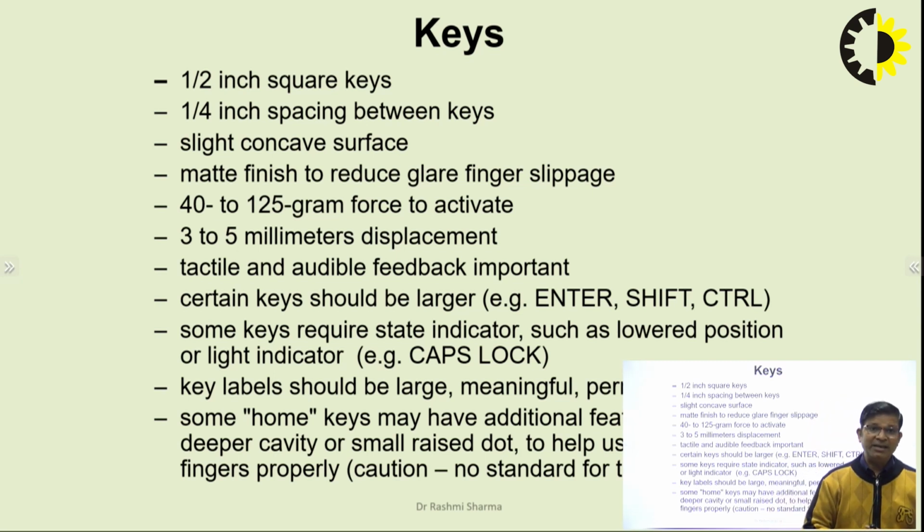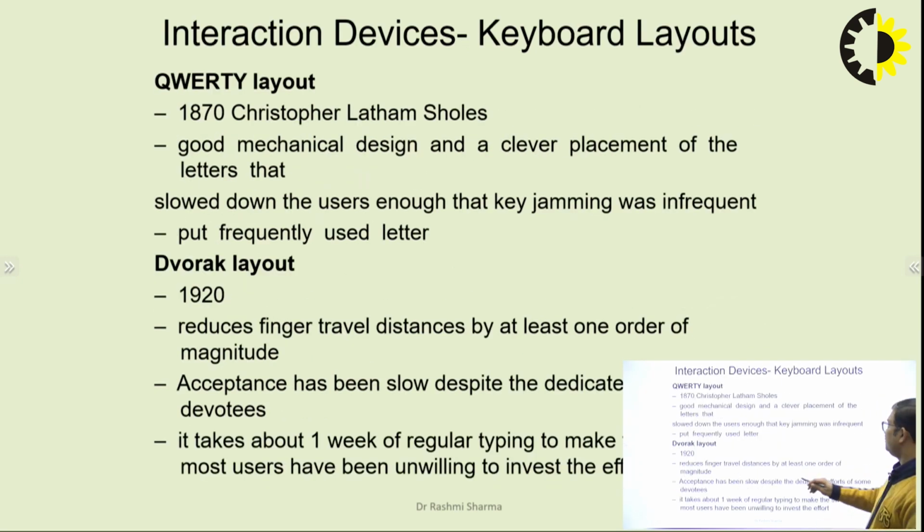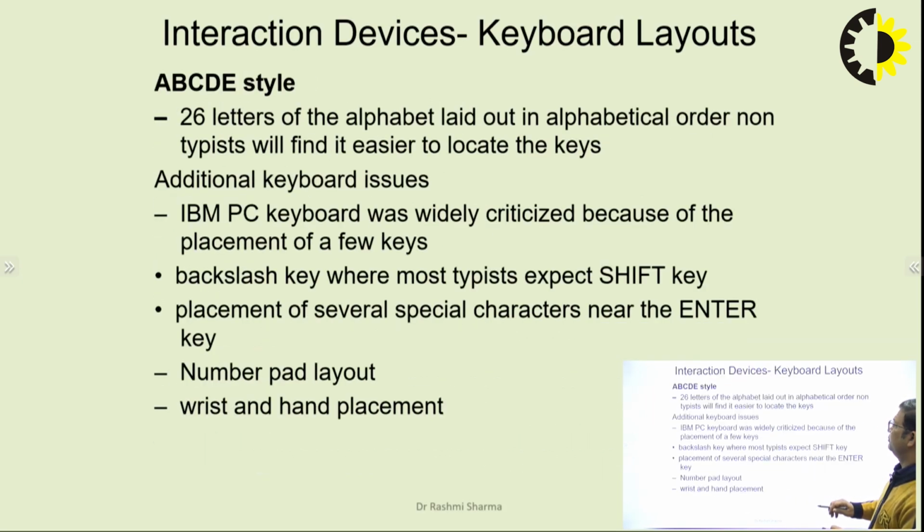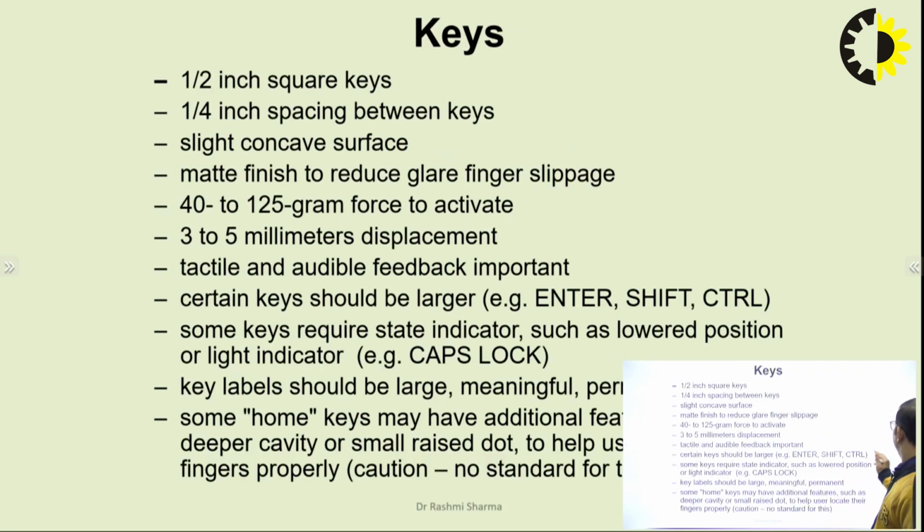Some keys require a state indicator, such as a lowered position or a light indicator. For example, caps lock: you must know whether caps lock is on or off. If there is a light, then the caps lock key is on; otherwise it is off. You can see it in every keyboard: there is a light behind the caps lock key. The key label should be larger, meaningful, and permanent.